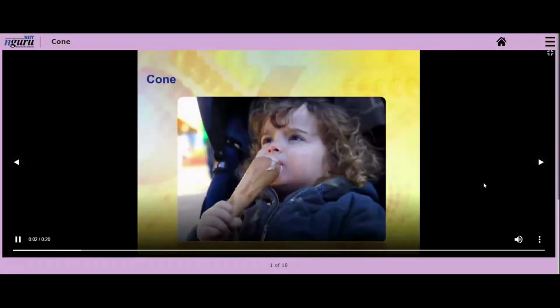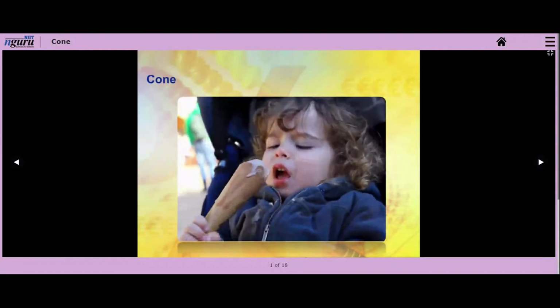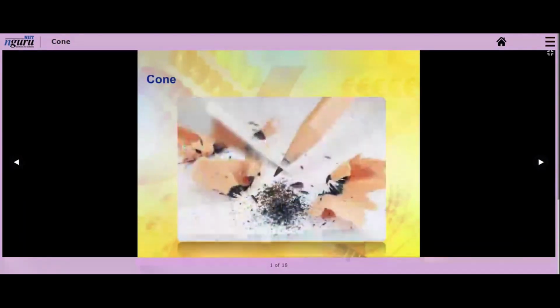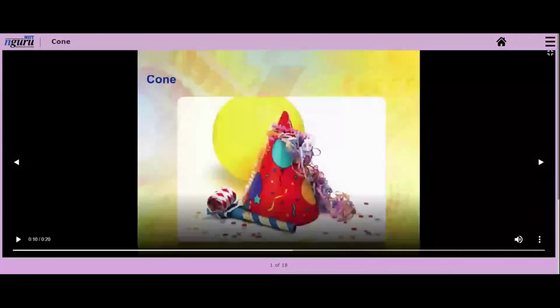In our everyday lives, examples of conical objects include an ice cream cone and the taper of a pen.